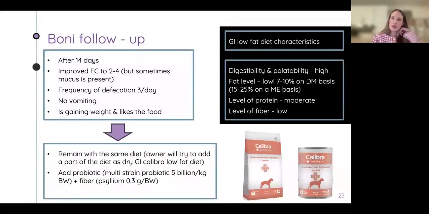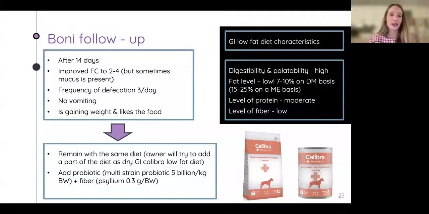So when it comes to follow-up of this dog, we saw improvement after 14 days. There was improvement of fecal score, but also mucus was present. Even though there was improvement, some symptoms were still persistent. Frequency of defecation also reduced to 3 times per day. That's not ideal. We would like maybe to go to 2 per day, but it's better than it was before. The owner reported no vomiting, and it's a good thing that the dog is gaining weight and really likes the food.